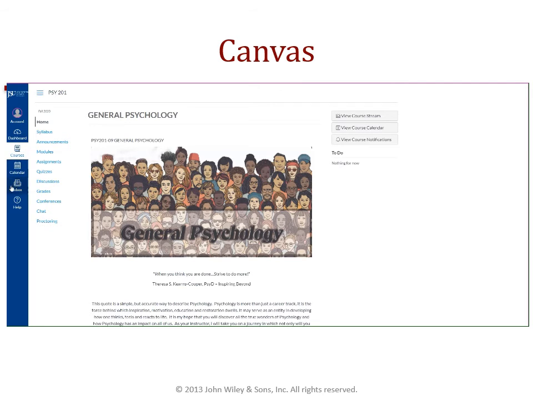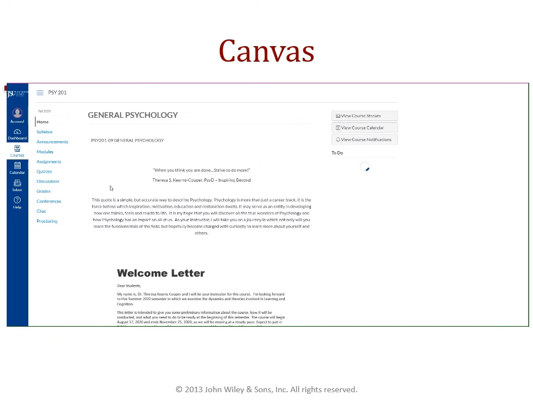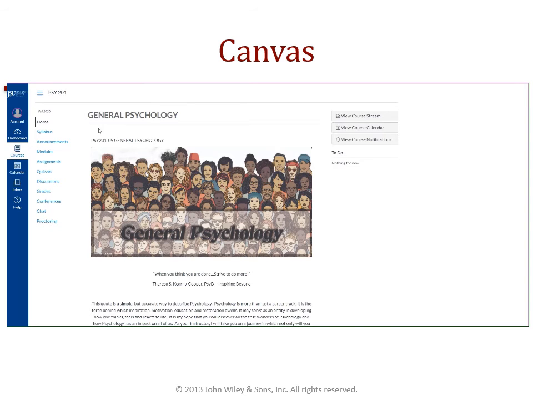Here is where you'll contact me from. You would just click on that, and right now, of course, it's saying access denied because I'm actually in student view. But here you would be able to send me information in the inbox. So let me return back. As you can see, you can list your courses that way, and it'll show you General Psychology.